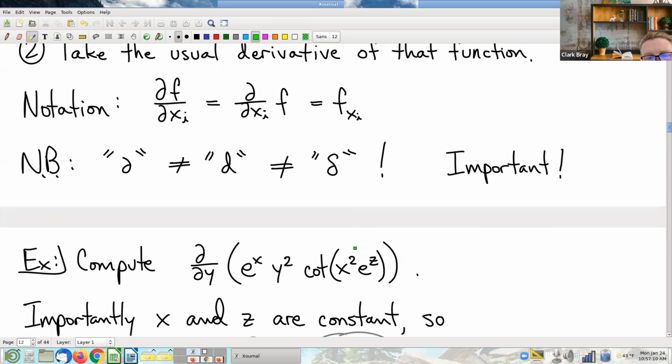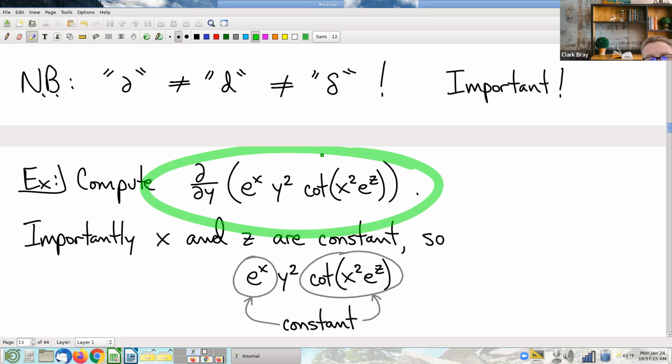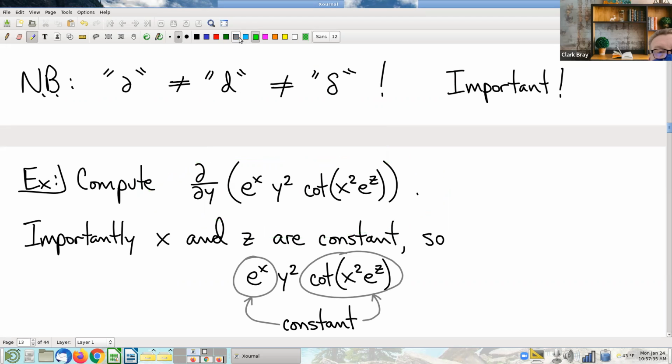Okay, with that all said, let's actually do it. I'm going to compute this ugly partial derivative right here. Yikes. All right, look at all that ugliness. There's three factors. I'm probably going to have to use the product rule here a lot. So we're jumping right into the deep end. But wait, not really. Don't forget that x and z are constants, right? We're taking the partial derivative with respect to y. That means we're going to pretend y is the only variable. All the other variables are constants.